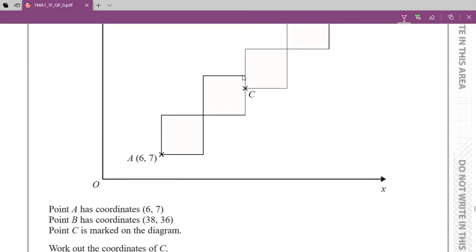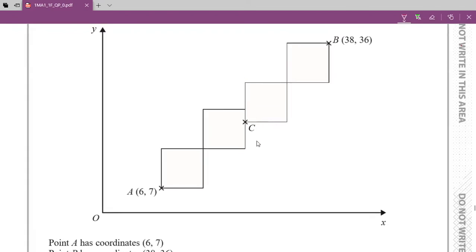Now, one of the things we can do to find the coordinates of point C is to consider point B: this is the X coordinate, I just have to write it here, and this is the Y coordinate for B. For point A, the X coordinate is 6 and the Y coordinate is 7. Now to find the coordinates of point C, we need to find the coordinate for the X and also the Y.